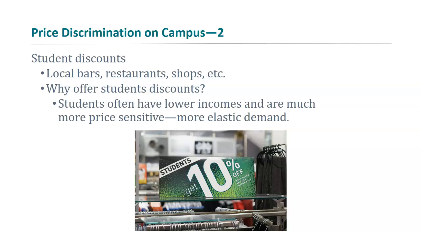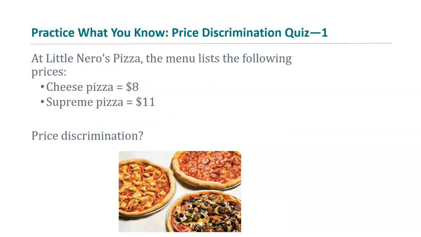So these are some examples that we encounter often of price discrimination, and one that we've talked about in previous videos is also airlines, and they discriminate based on when you buy your ticket. They can tell how elastic or inelastic your demand likely is for their product. Here are some other examples for you to think about. Pause the video on each of these and think about whether or not this is price discrimination.